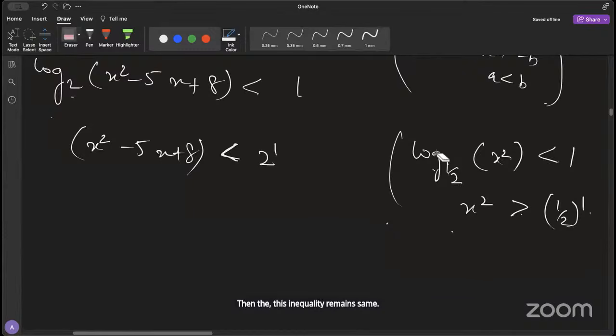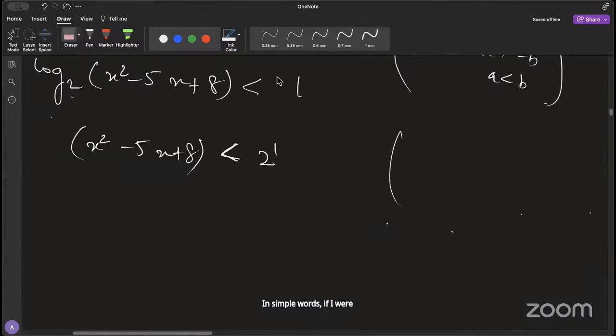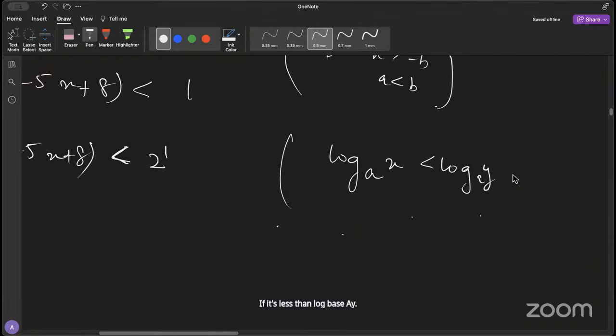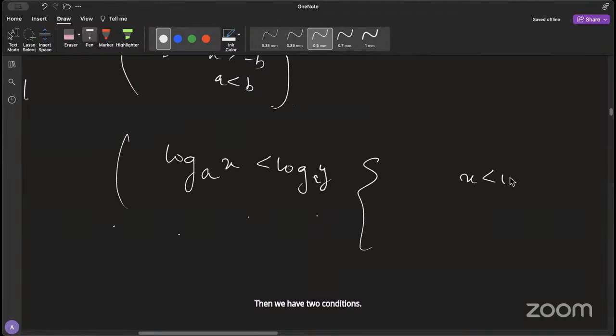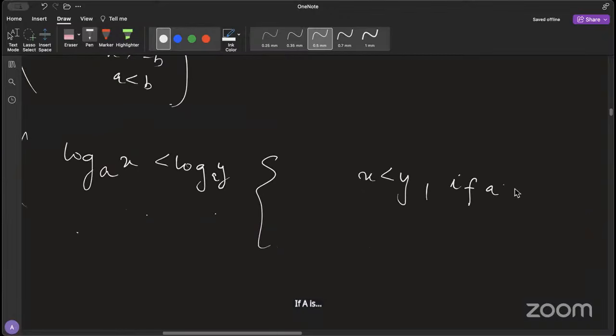Is this okay? So in simple words, if I have to write this, I'll write log base a of x is less than log base a of y. Then we have two conditions: x less than y if a is greater than 1, and x greater than y if a is between 0 and 1.